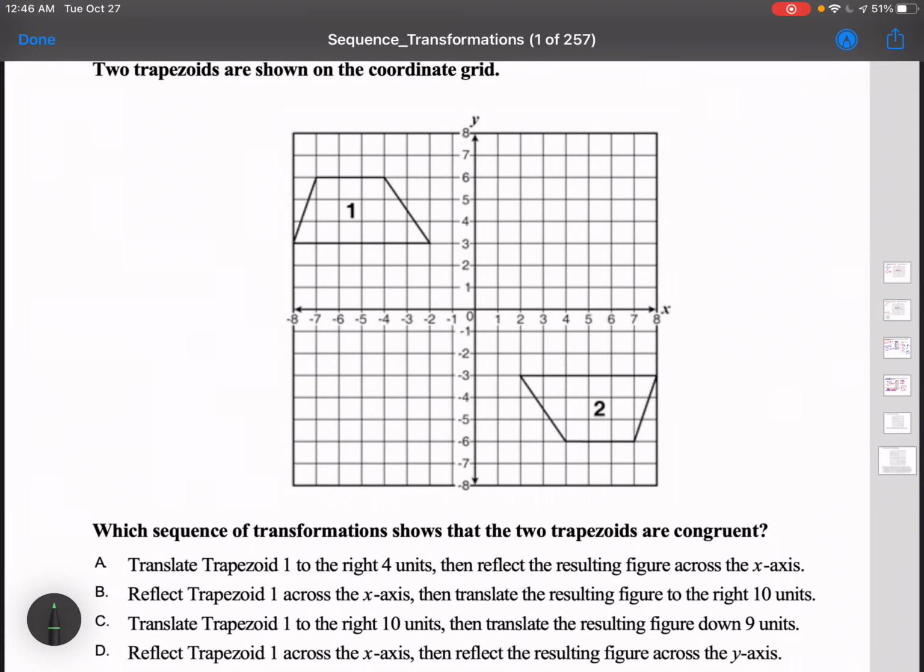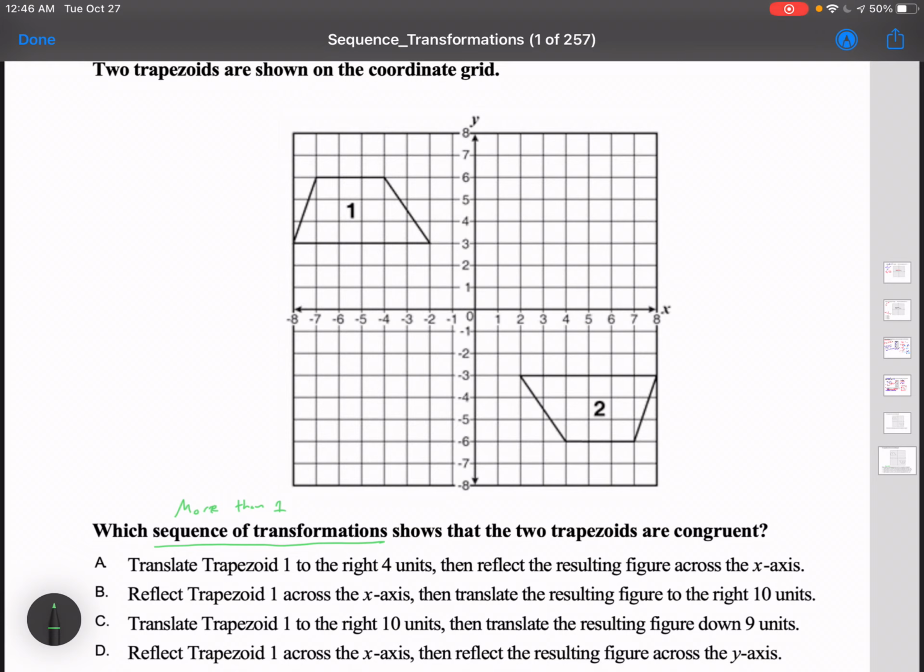Okay, let's do one more together. It says 2 trapezoids are shown on the coordinate grid. Which sequence of transformations? Remember, we said sequence of transformations means more than one. It's the same thing as saying combination of transformations. So there's going to be multiple transformations happening, more than one transformation.